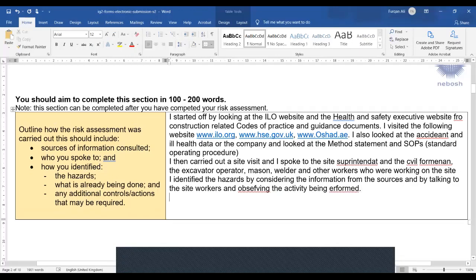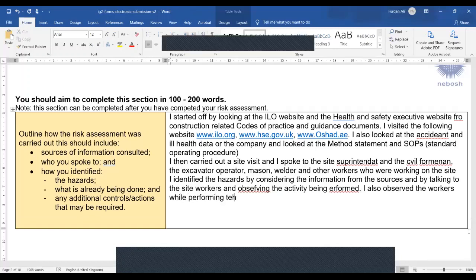Now you need to mention how you identified what is already being done. I also observed the workers while performing the job to understand what they are already doing. Okay.